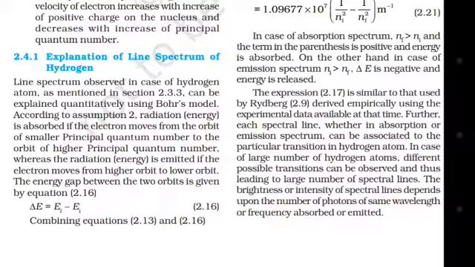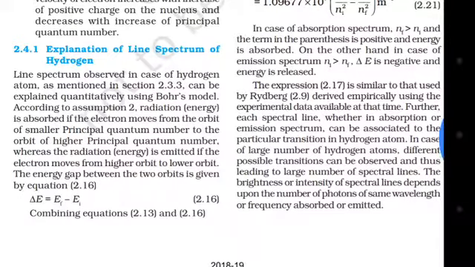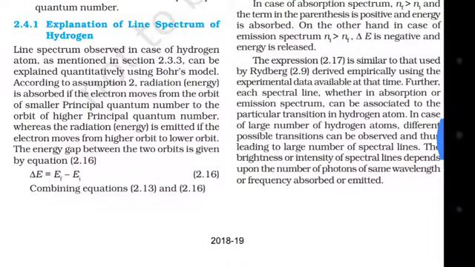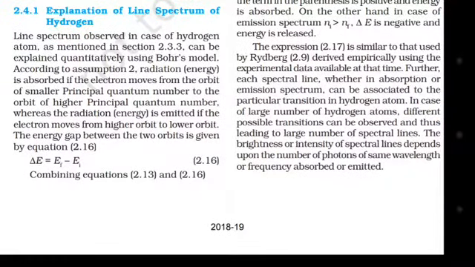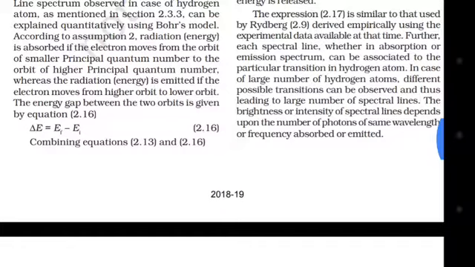The expression 2.17 is similar to that used by Rydberg in bracket 2.19, derived empirically using the experimental data available at that time. Further, each special spectral line, whether in absorption or emission spectrum, can be associated to the particular transition in hydrogen atom.